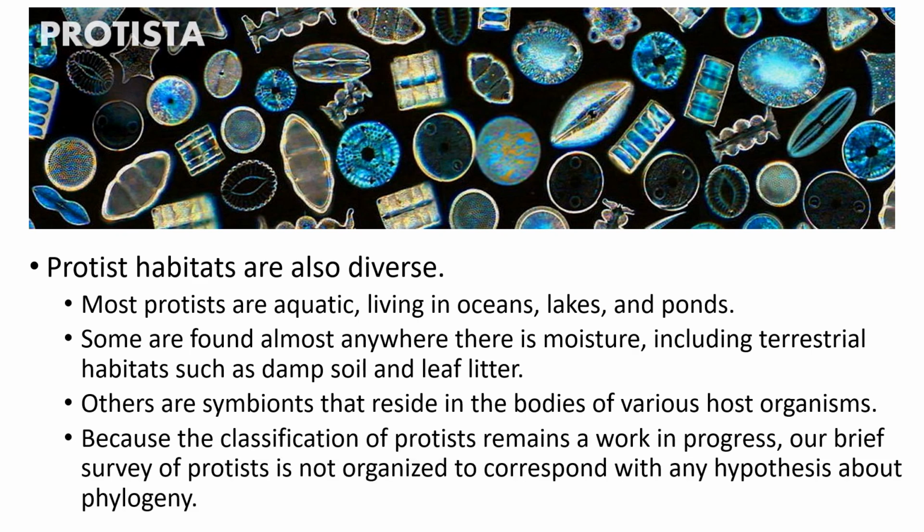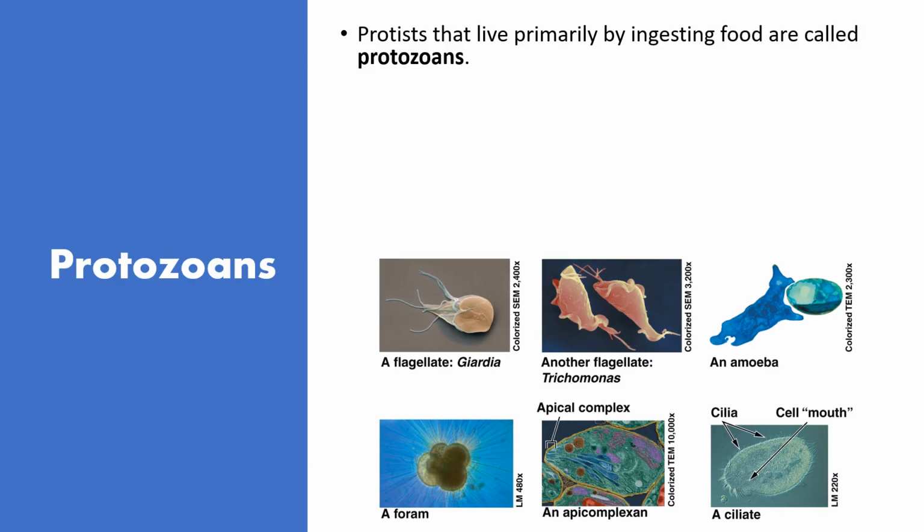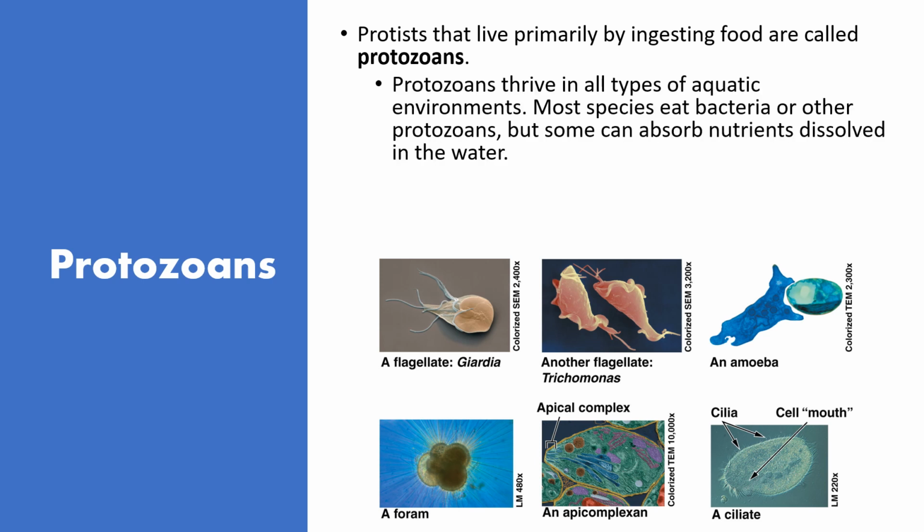Now, because classification with protists is so messy, they aren't really organized in a way that's telling us anything about phylogeny, but more just how they have similar characteristics. So this first group we're going to call the protozoans, and this is a group that are mainly going to be heterotrophs because they are going to ingest food, and they're going to thrive in lots of different environments, including aquatic environments.